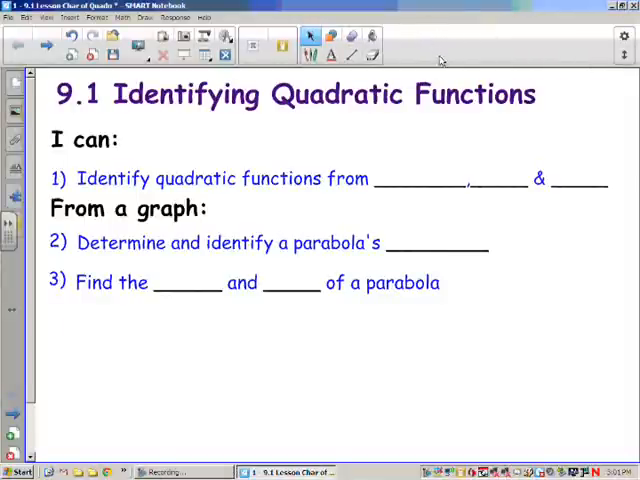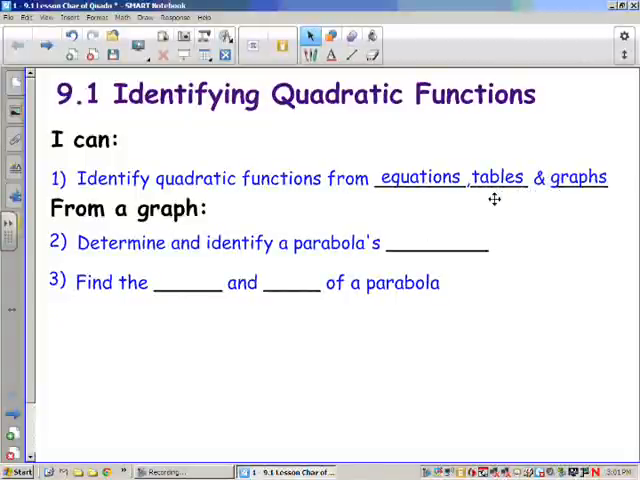Hello and welcome to our first lesson in Chapter 9, 9.1, identifying quadratic functions. By the end of the lesson, you should be able to identify quadratic functions from equations, tables, and graphs. These are three representations: equations, tables, and graphs.